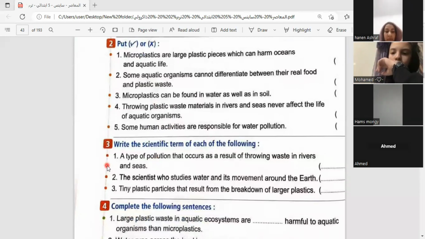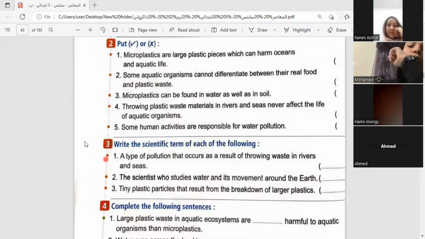Number 1: a type of pollution that occurs as a result of throwing waste in rivers and seas. Water pollution. Number 2: the scientist who studies water and its movement around the earth. Hydrologist. Number 3: tiny plastic particles that result from the breakdown of large plastics.